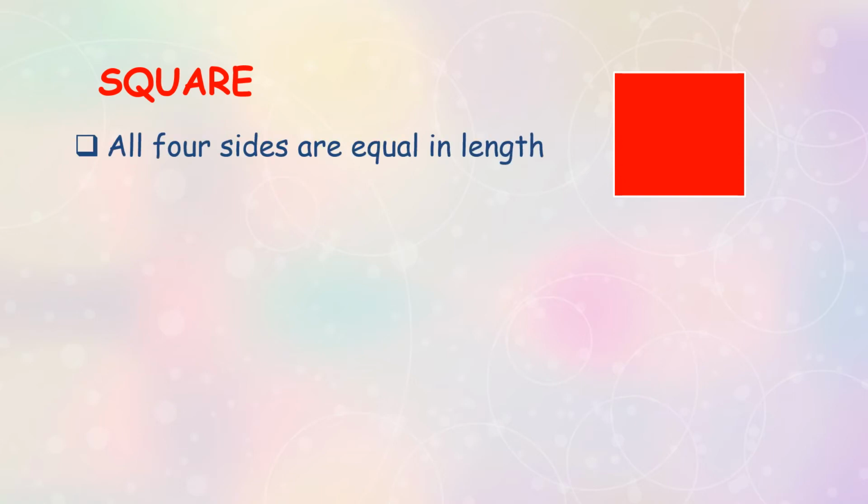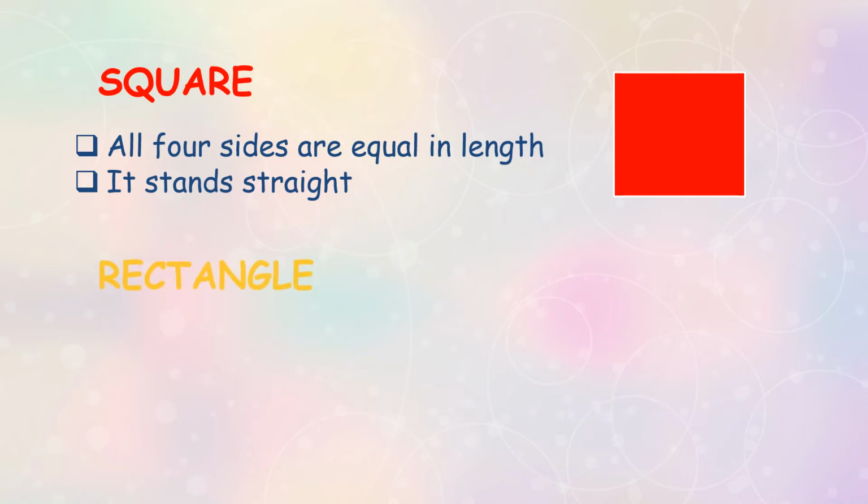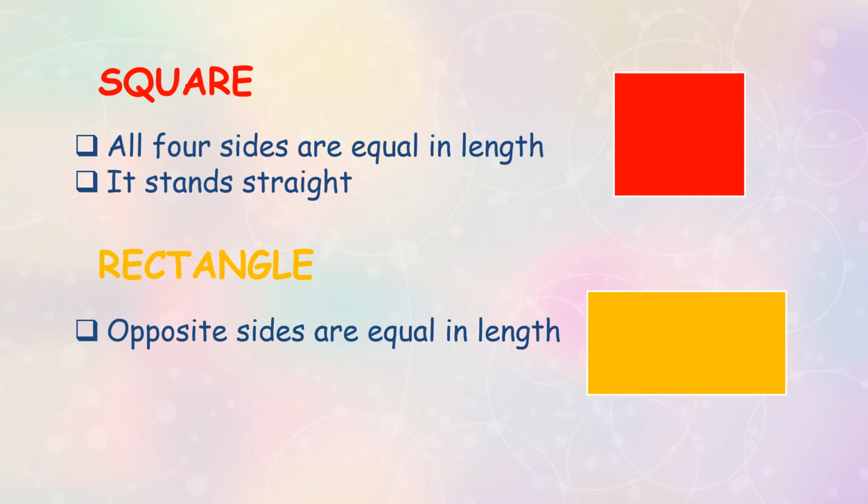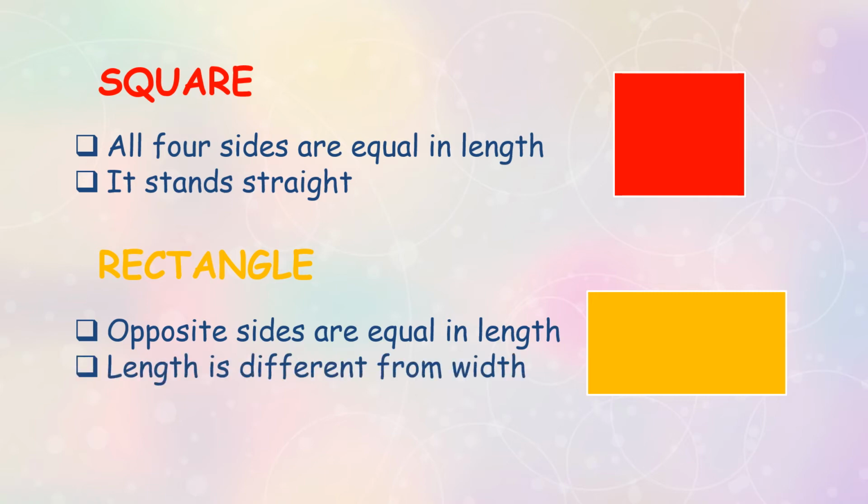The first one is a square. All four sides of square are equal in length and it stands straight. The next one is a rectangle. In a rectangle, opposite sides are equal in length. You can see that length is different from width. And like square, it stands straight.